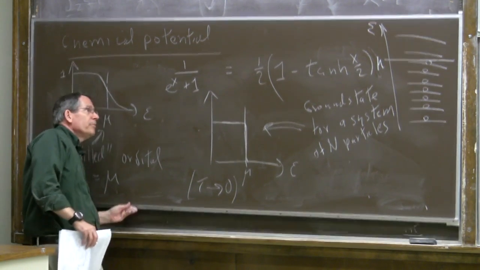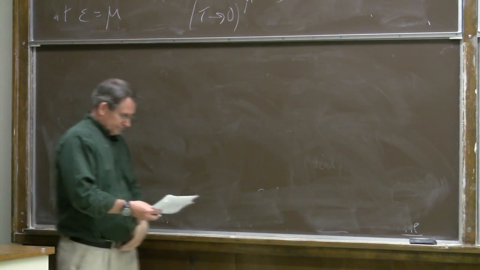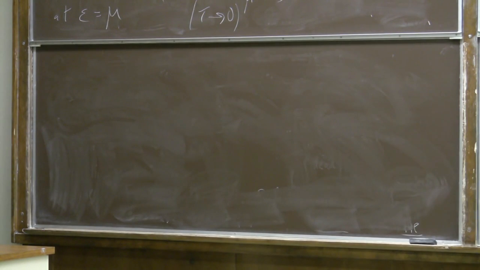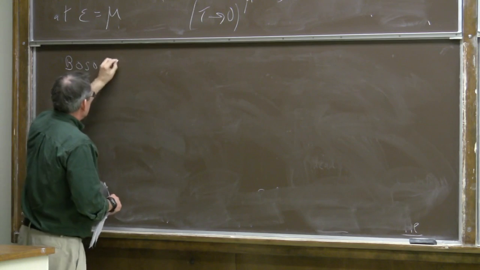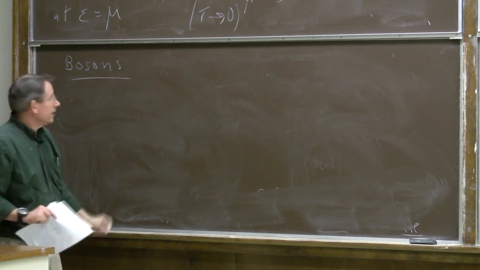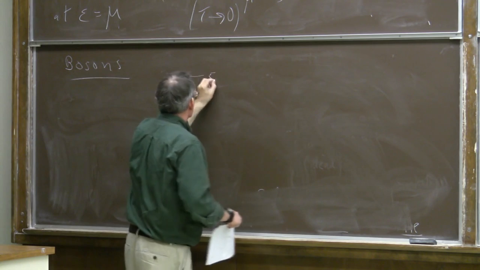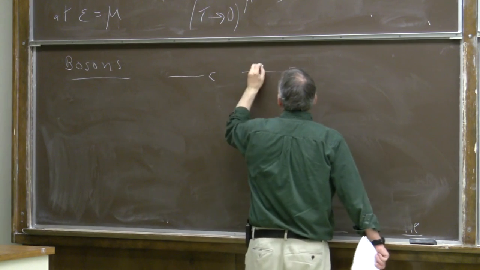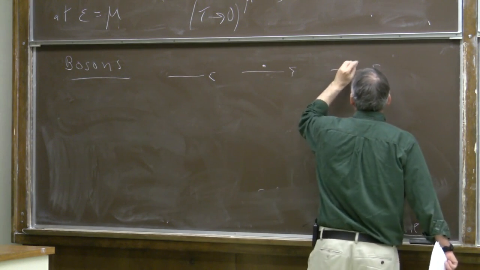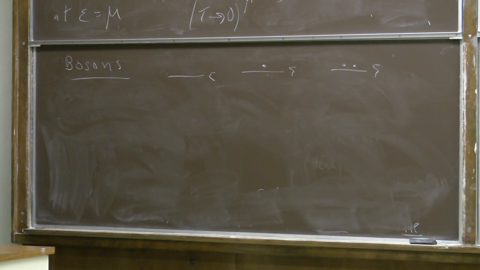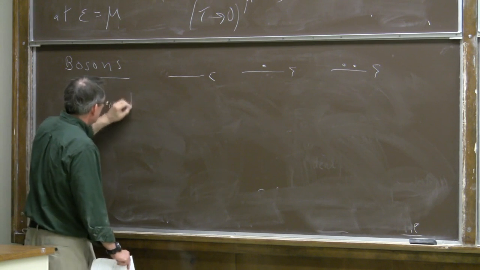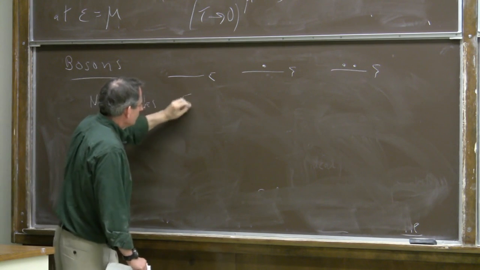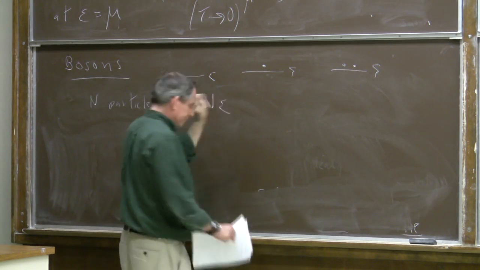Okay, well, what if they are bosons? So now, single orbital again. It has energy E, but it can be empty, or it can have one particle, or it can have two, and so on. Any non-negative integer. So if there are n particles occupying that orbital, the energy is n times the energy of the orbital.